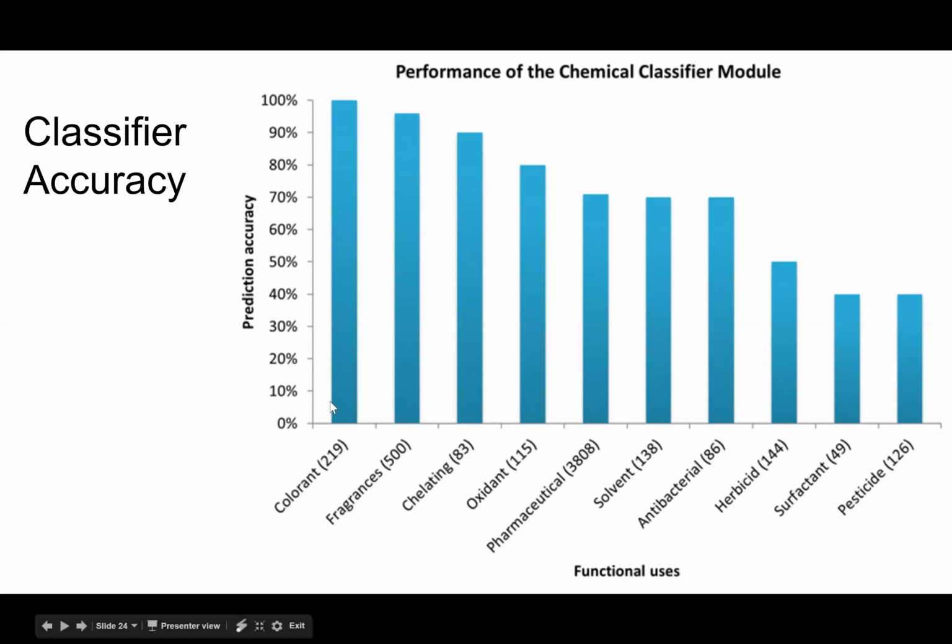As we can see, colorant has a very good accuracy, but pesticides has a quite lower one. The reason for this, we think, is that there are so many different pests out there, so even though they're all called pesticides, their target species may be different, and that may influence their molecular descriptors. So in the future, we are thinking of further differentiating different types of pesticides so that we may obtain a higher accuracy here.